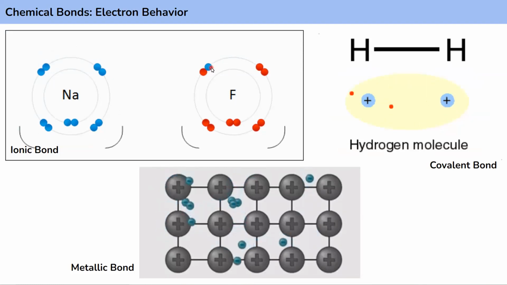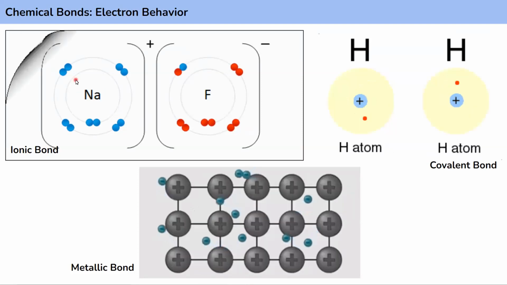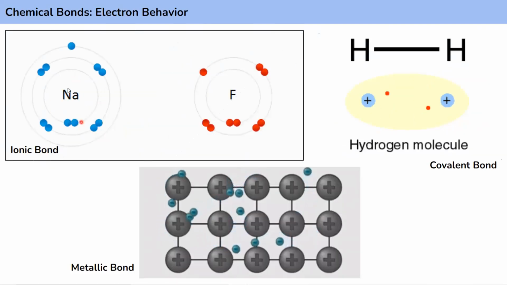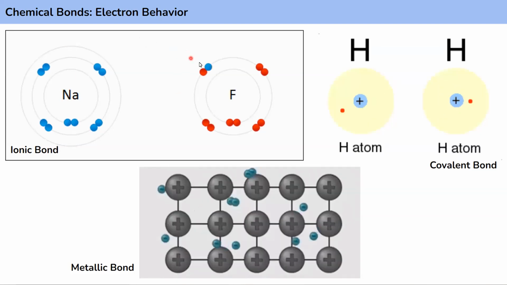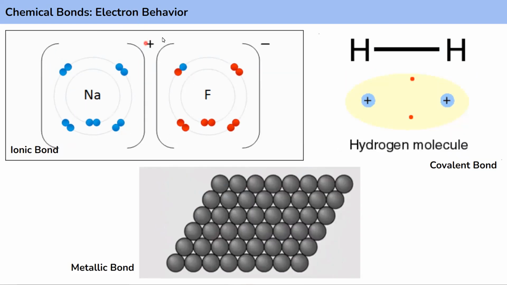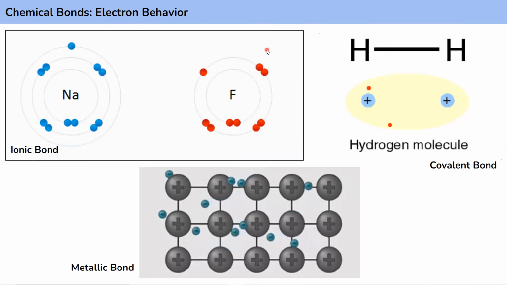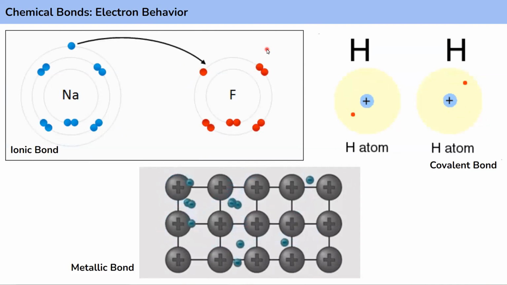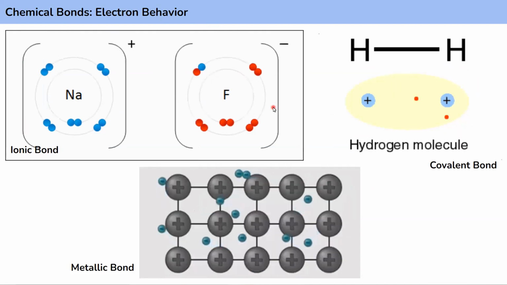So the electron behavior there is a transfer from the metal to the nonmetal. So in this case, sodium is our metal, fluorine is our nonmetal. Sodium loses its one valence electron to fluorine. This creates a positive charge on the sodium and a negative charge on the fluorine. That is what holds the atoms together. And those charges come from the transfer of an electron from the metal to the nonmetal.